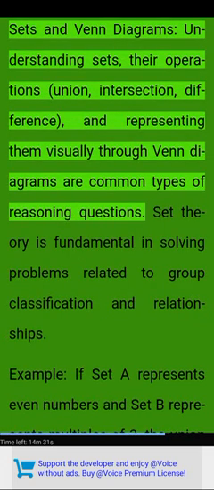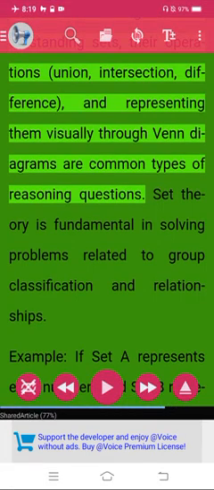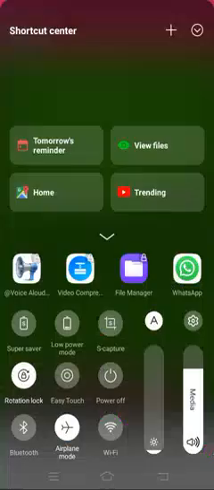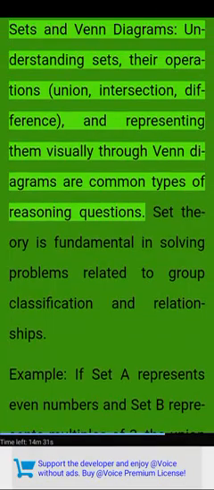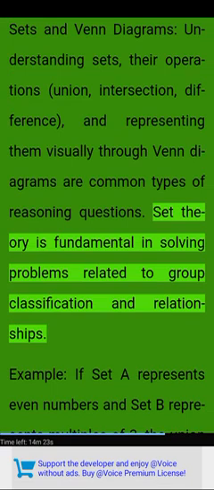Sets and Venn diagrams. Understanding sets, their operations union, intersection, difference, and representing them visually through Venn diagrams are common types of reasoning questions. Set theory is fundamental in solving problems related to group classification and relationships.